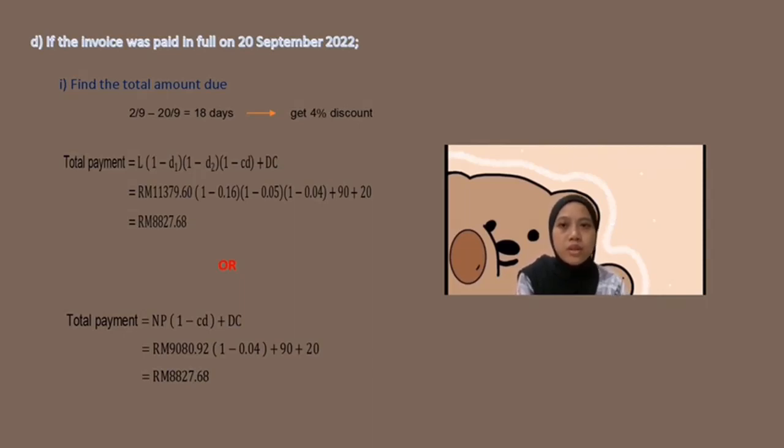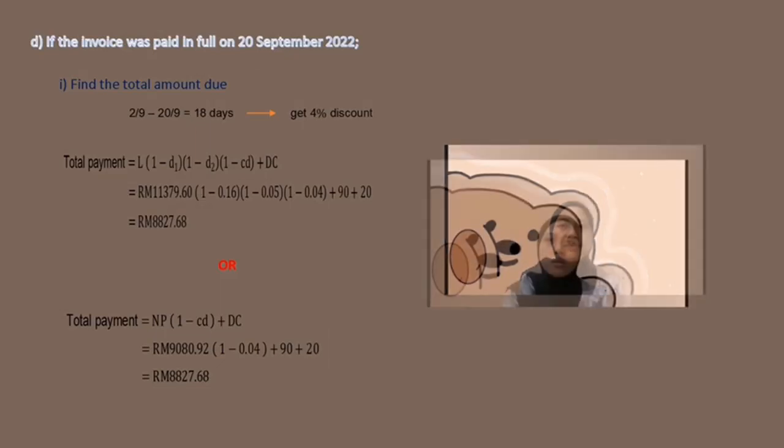Or the solution is total payment equal NP in the bracket 1 minus CD close the bracket plus DC equal RM 9,080 and 92 cents in bracket 1 minus 0.04 close the bracket plus 90 plus 20, and the answer is RM 8,827 and 68 cents. Number 2.